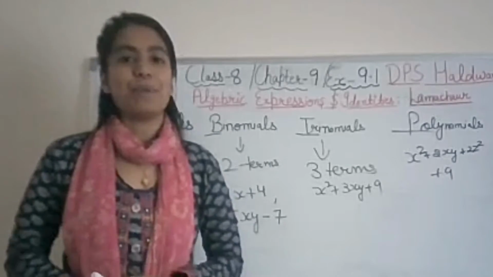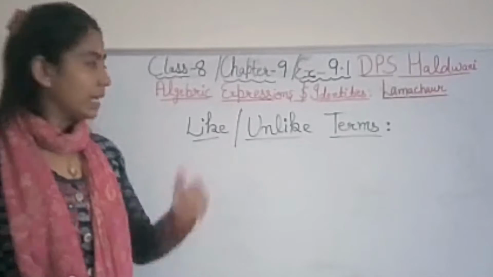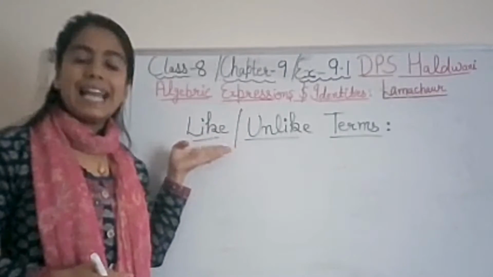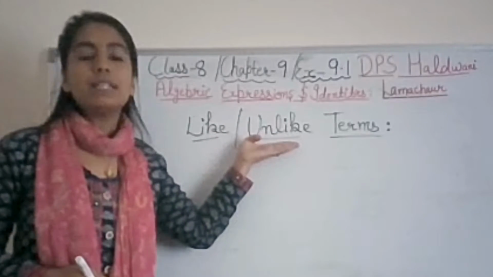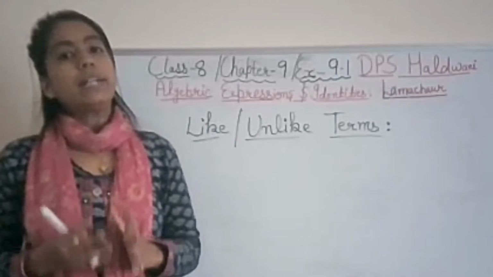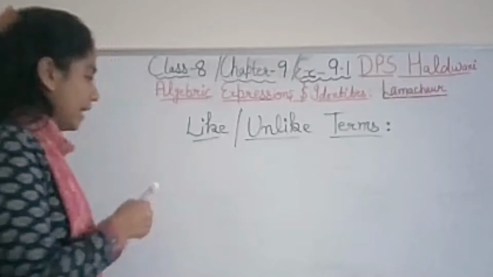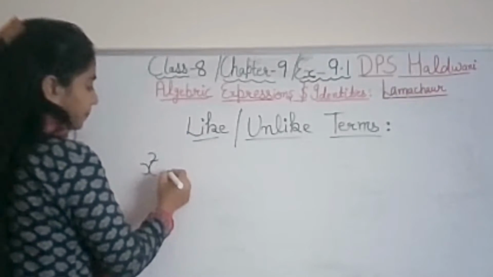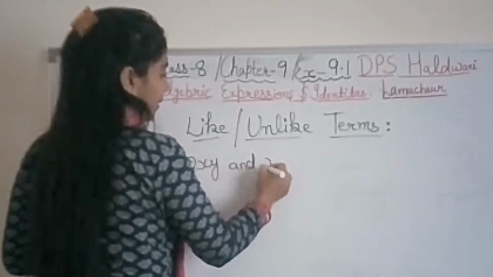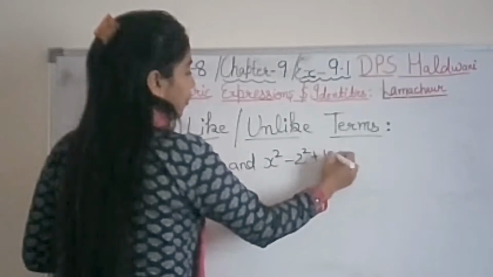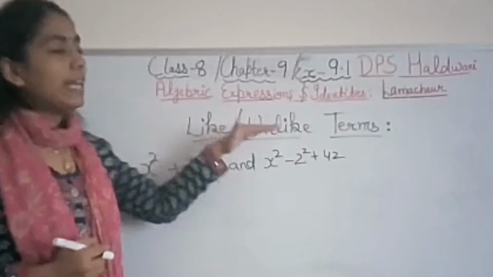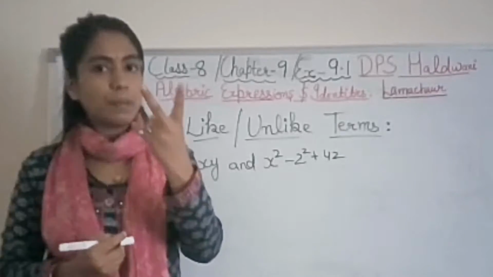Now coming to our next topic. Now student, coming to our third topic, like and unlike terms. Again, as the name suggests, like means same type of terms and unlike means, in an expression, when we have different kinds of terms. Right student? Now what are like and unlike terms? Suppose in one expression you have x square plus 2xy and you have x square minus z square plus 4z. Right student? So these terms you will add. Like and unlike terms are basically used for addition or subtraction.